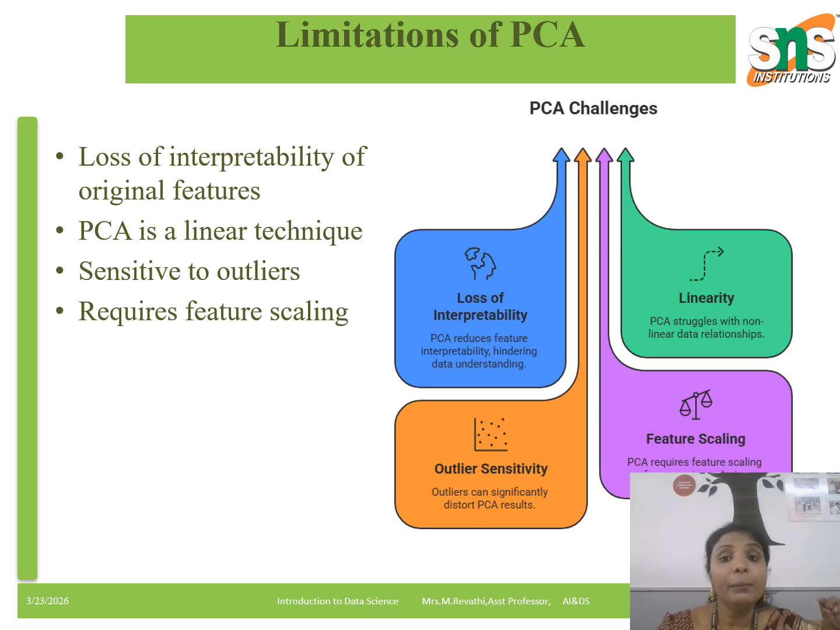Next, we see the limitations of PCA. PCA also has some limitations. After applying PCA, we lose the original meaning of features. It only works well with linear data. It is sensitive to outliers and it requires proper scaling before use. So we lose interpretability, and there are linearity, outlier sensitivity, and feature scaling issues.